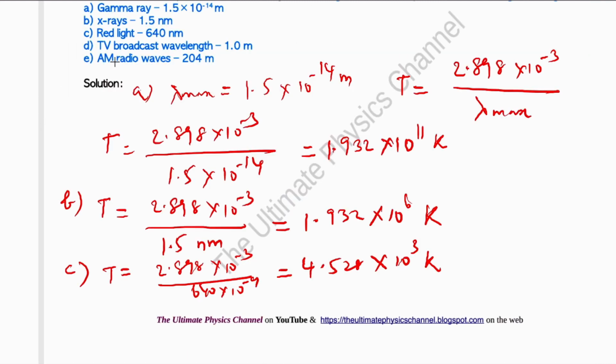And now finally, we have still two more to go. So D is TV broadcast waves, right? The next one, where lambda max is given to be 1 meter.